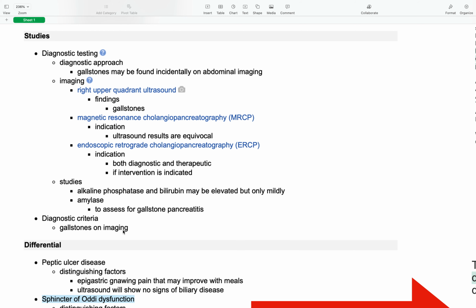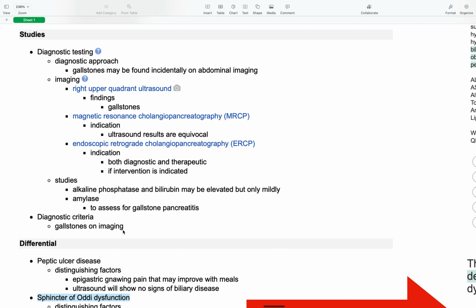Now, you suspect a patient with cholelithiasis. So the first thing you always do is an ultrasound. Abdominal ultrasound: you look for gallstones, so right upper quadrant ultrasound, look for gallstones. Then MRCP when the results are equivocal. ERCP is both diagnostic and therapeutic; you do it if intervention is indicated.